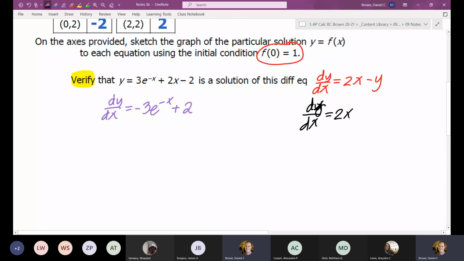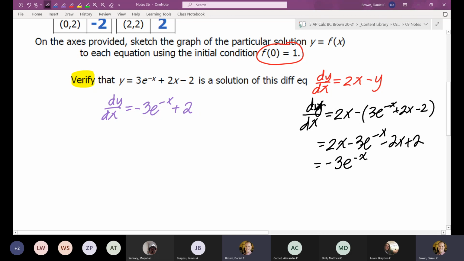is equal to 2x minus y. Well, what is y equal to? 3e to the negative x plus 2x minus 2. Distributing, so I have 2x minus 3e to the negative x minus 2x plus 2. Don't want to ever skip steps for a problem like this because, again, your work is basically the justification. The two x's cancel out, and we have negative 3e to the negative x plus 2. So we have shown that, yes, those derivatives are identical.